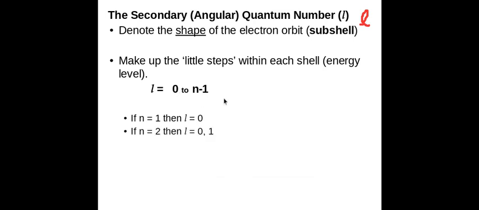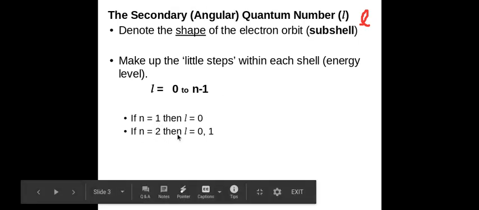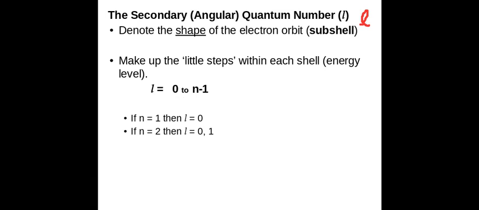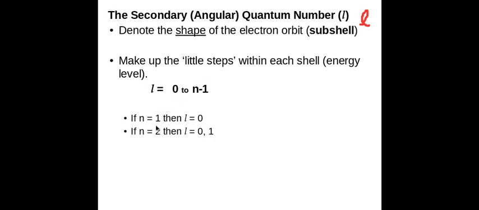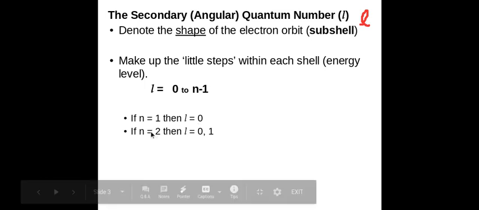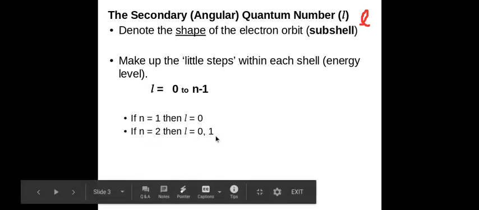But if we had n equals 2, on the second energy level, L could be 0 or it could be 1, because the values for L are based on 0 up to n minus 1. On the second energy level, when n equals 2, there would be 2 different places, or think of it as 2 little steps that we could have on that second energy level. The first energy level only has 1 step on it, but the second energy level has 2 steps on it.